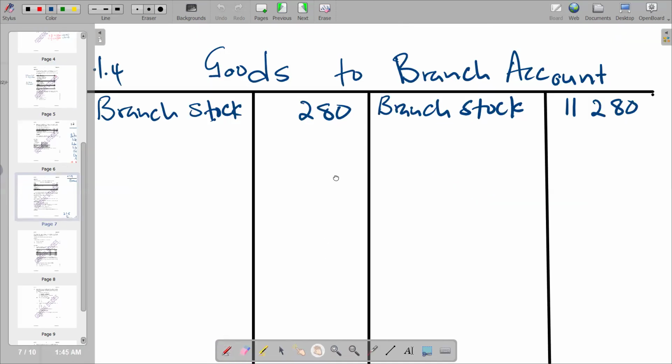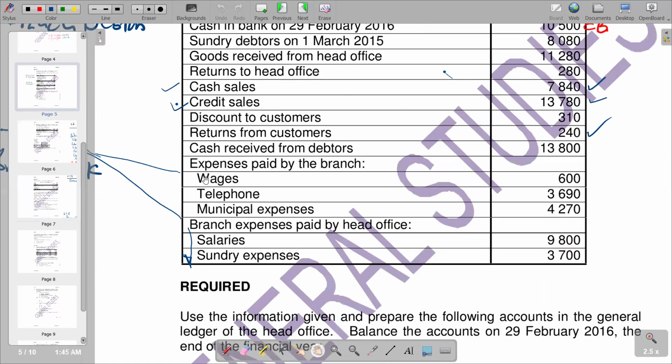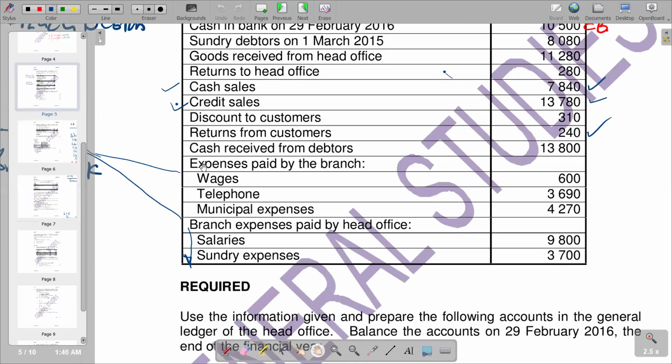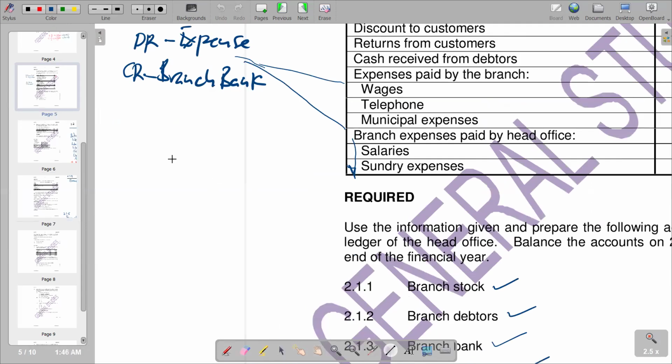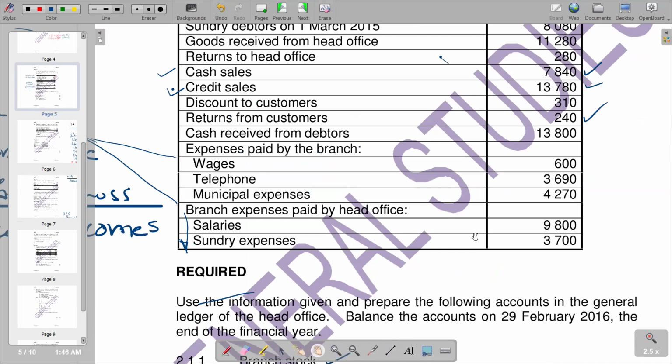So if you come here, you see that this is our branch profit and loss account. We are going to list all the expenses, starting from wages to salary expenses. All the expenses will come to the debit side of the profit and loss. So let's take note that in the profit and loss expenses, this is salary expenses, and their amounts are stated here from 600 to 3,700.